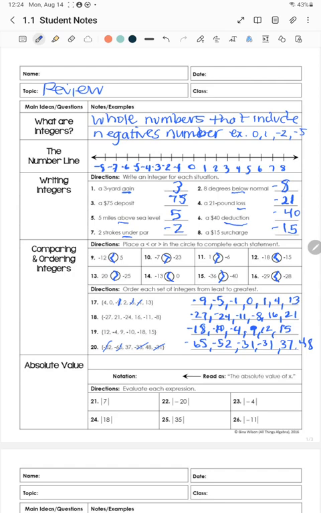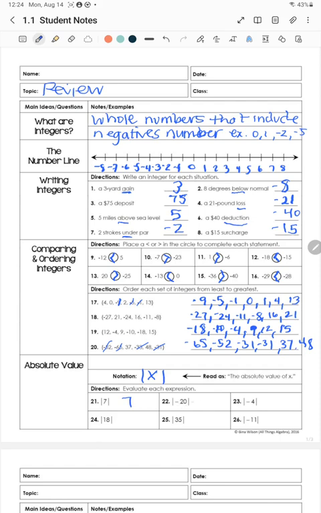Okay, comparing and ordering integers. The next one would be absolute value. Absolute value, if x, whatever x is in the absolute value symbol, then we need to know the value of that number. I think we talked about that. We want to know the value of the number. So if 7 is in there, what's the absolute value of 7? Then the value would be 7.